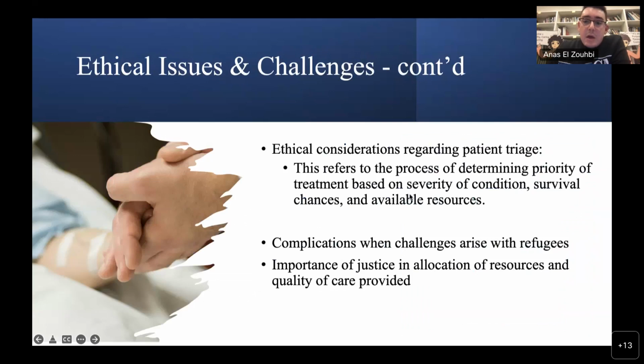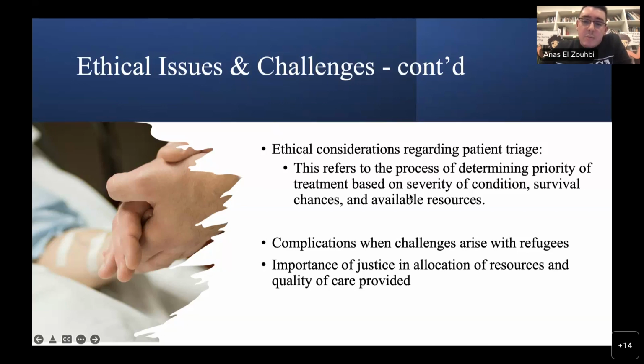to healthcare. Other important factors to consider is regarding the issue of patient triage. So, this is the process of determining priority of treatment based on the severity of the patient's condition, their mortality or survival chances, and the available resources within a system. So, for example, two patients of a similar disease present, and let's say they both have equal survival chances. We're only able to treat one. Who should be the patient that receives the treatment?